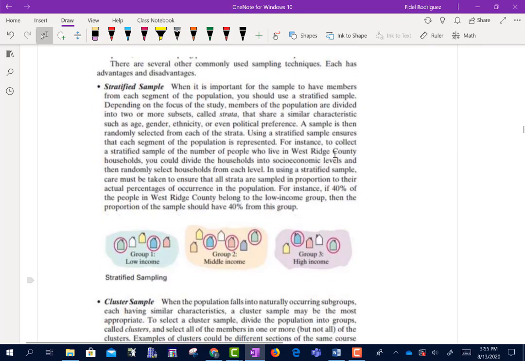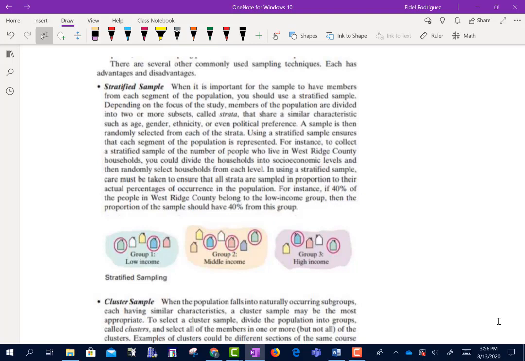All right. So we have something called sampling techniques. Let's talk about sampling techniques. Here we have something called a stratified sample. It says, when it's important for the sample to have members from each segment of the population, you should use a stratified sample. Depending on the focus of the study, members of the population are divided into two or more subsets called strata. They share similar characteristics such as age, gender, ethnicity, even political preference. A sample is then randomly selected from each of the strata. Using a stratified sample ensures that each segment of the population is represented.